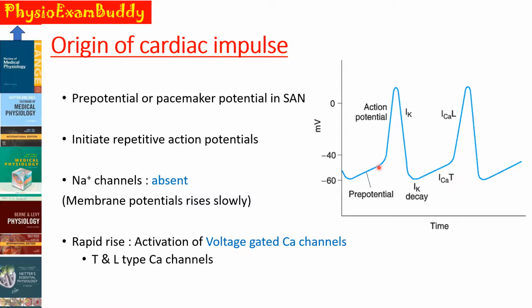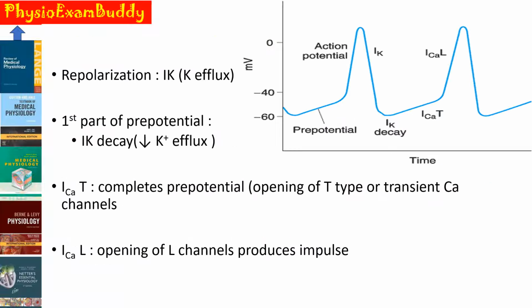After that, there occurs a rapid rise because of the activation of the voltage gated calcium channels. There are two types of channels in the SA node, T type as well as L type. T type means transient opening calcium channels, whereas L type is long opening calcium channels. Now, about the ionic basis of the pacemaker potential.